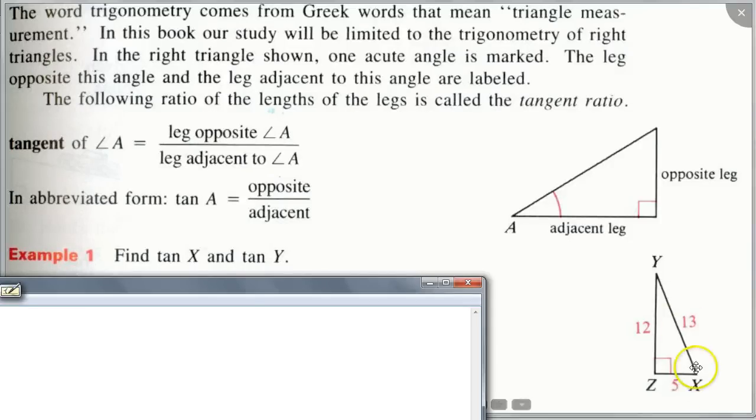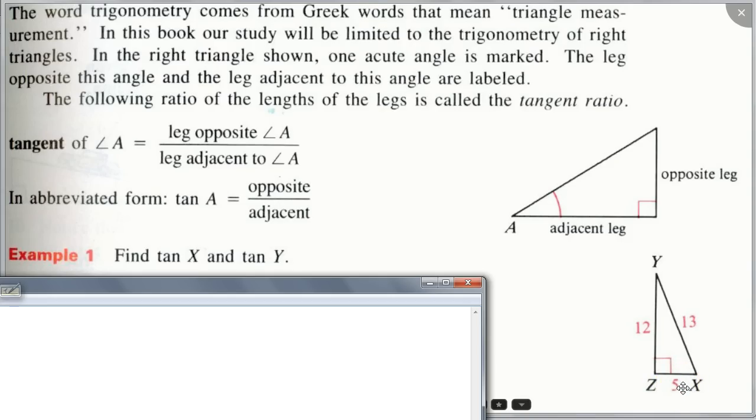It's not the adjacent side, or the leg adjacent to X. Well, yeah, it is. This is adjacent to X. This is also adjacent to X. But what about XY? What is XY really called? It's opposite of the 90. It's the hypotenuse. Remember, we don't include the hypotenuse. So it's got to be ZX. Does that make sense?